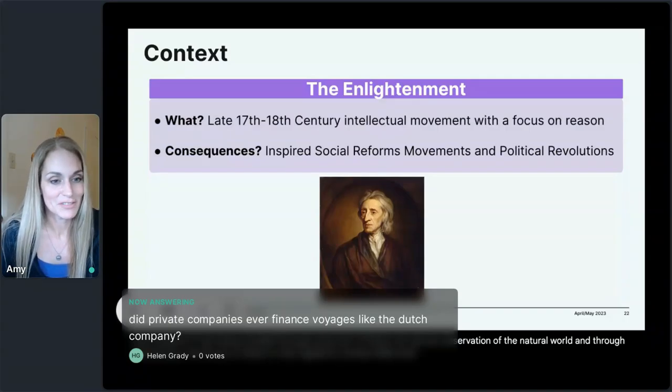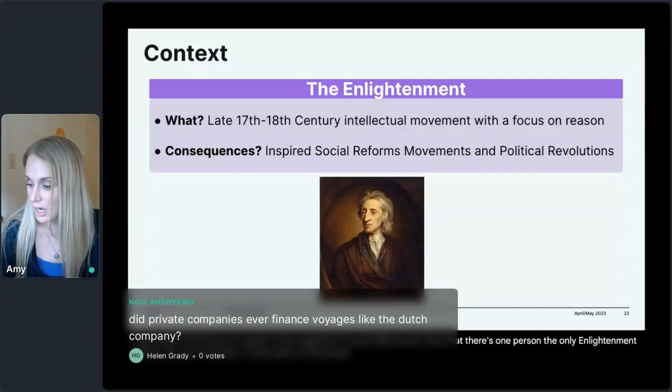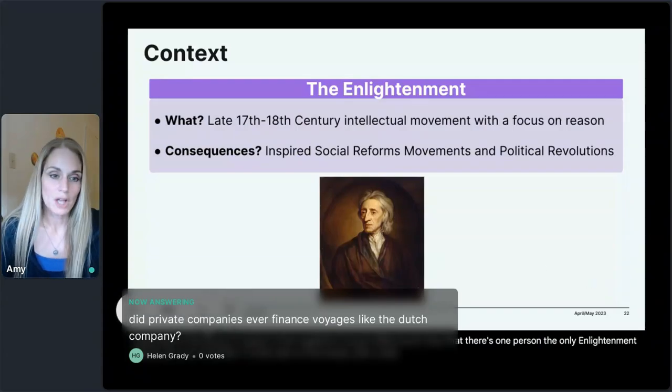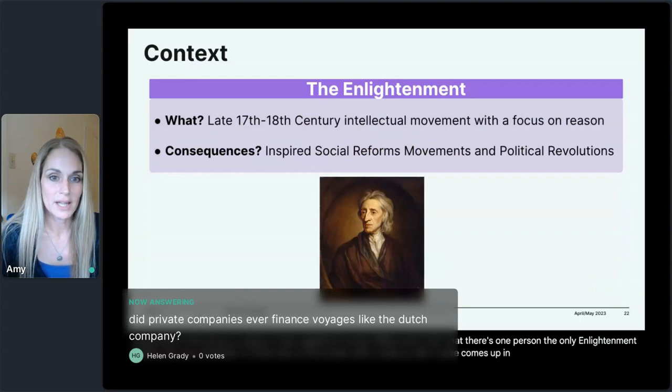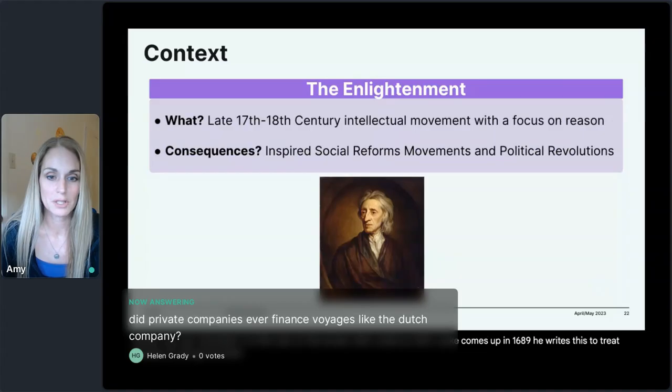And in fact, if there's one person, the only Enlightenment thinker you can remember, it is this man on the screen, John Locke. So John Locke comes up in 1689. He writes Two Treatises of Civil Government, in which he comes up with this idea of natural rights. And we're going to talk a little bit about the idea of natural rights.